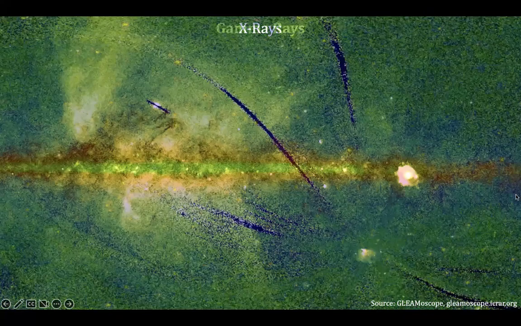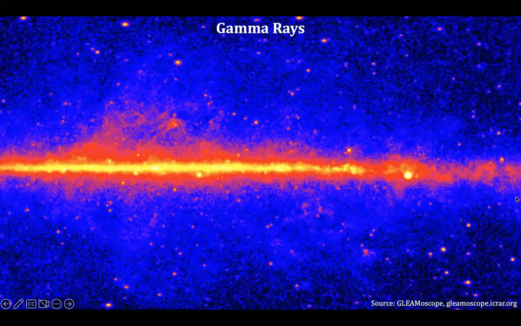However, we can make a similar image of the sky using wavelengths of light that are too short for our eyes to see. This is an image of the sky produced with X-rays. An X-ray telescope was able to reconstruct this entire image. And beyond that, we also have gamma rays. This is an image of the sky using gamma rays.